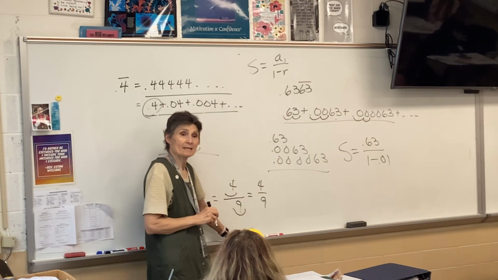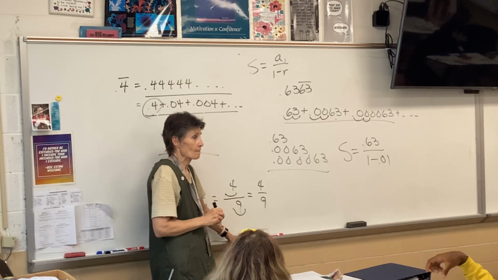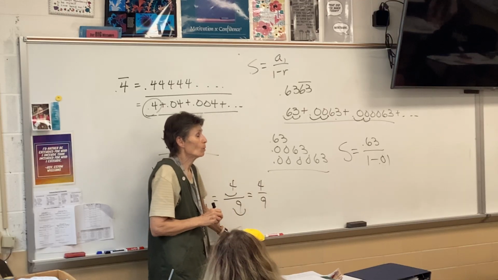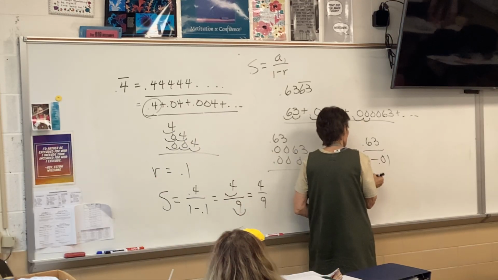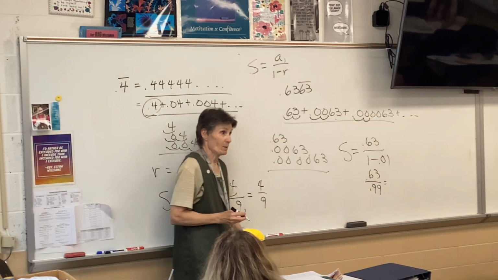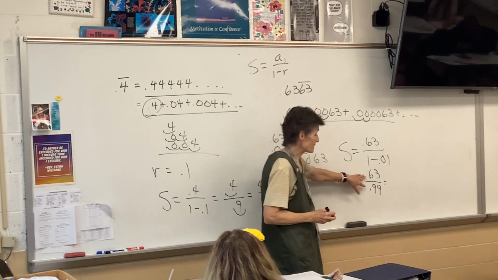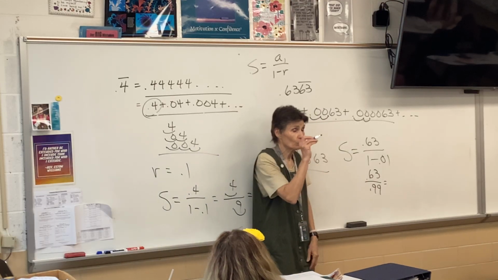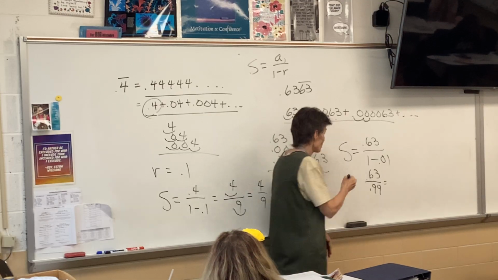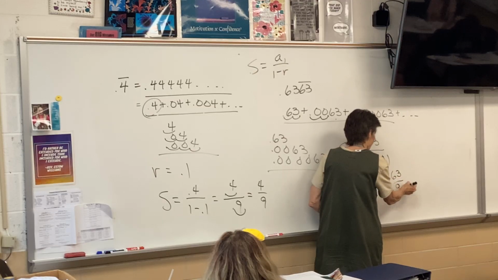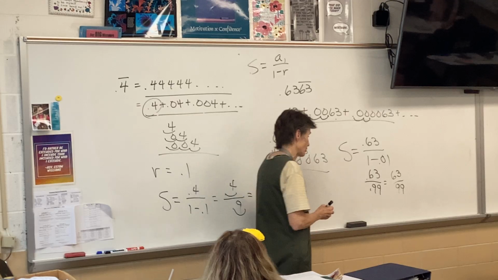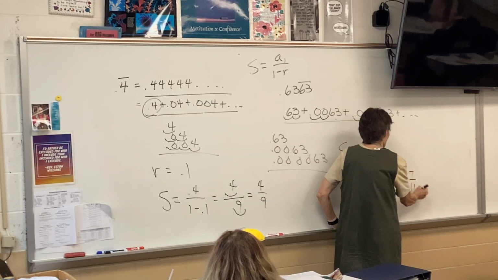What is 1 minus 0.01? Not 0.9. 0.99. So 0.63 over 0.99. Remember, anytime you have a decimal over a decimal, you can move the decimal point the same amount of places. So this would be 63 over 99, which reduces to 7/11ths.